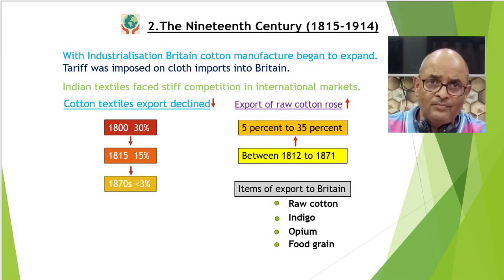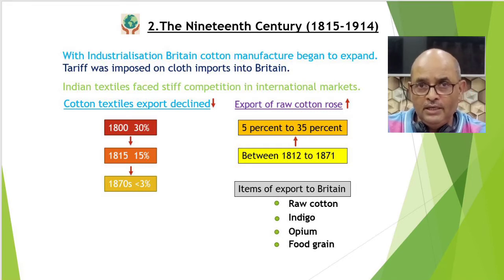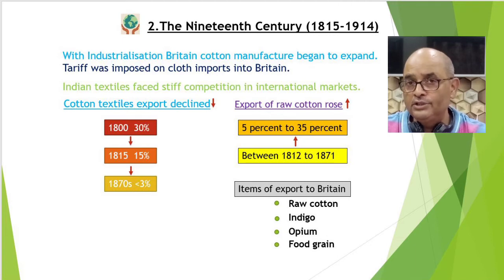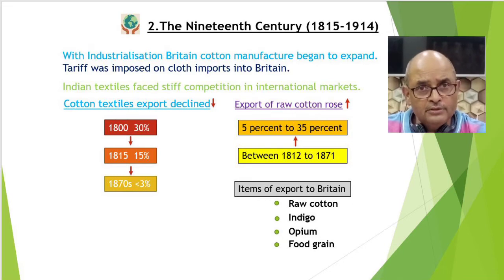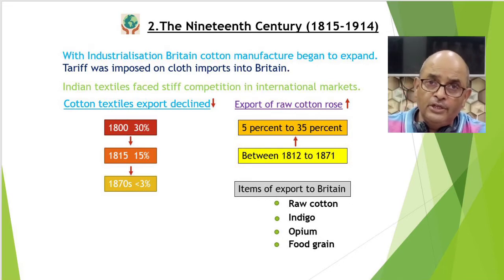Next, opium. From 1820s, opium also became India's largest export to China for some time. In fact, Britain grew opium in India and exported it to China, and with the money earned through this sale, it financed its tea and other imports from China. Then you have food grains. Export of food grains also increased to Britain as well as to the rest of the world.